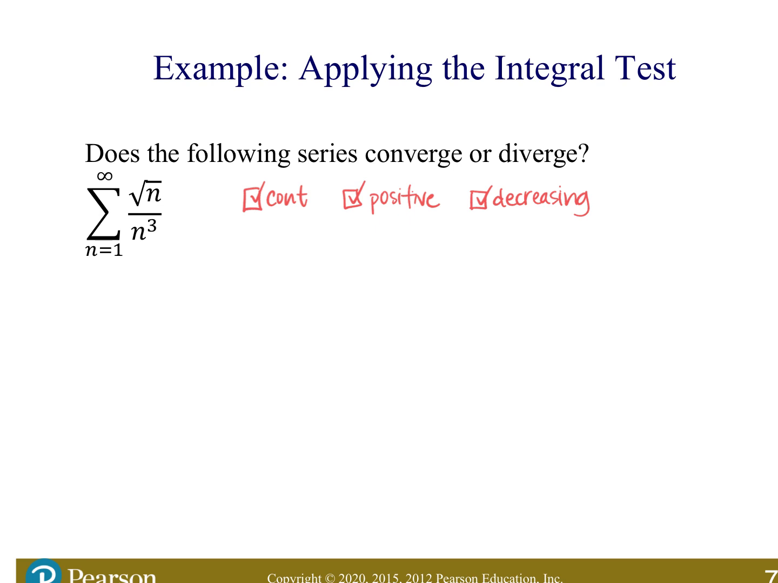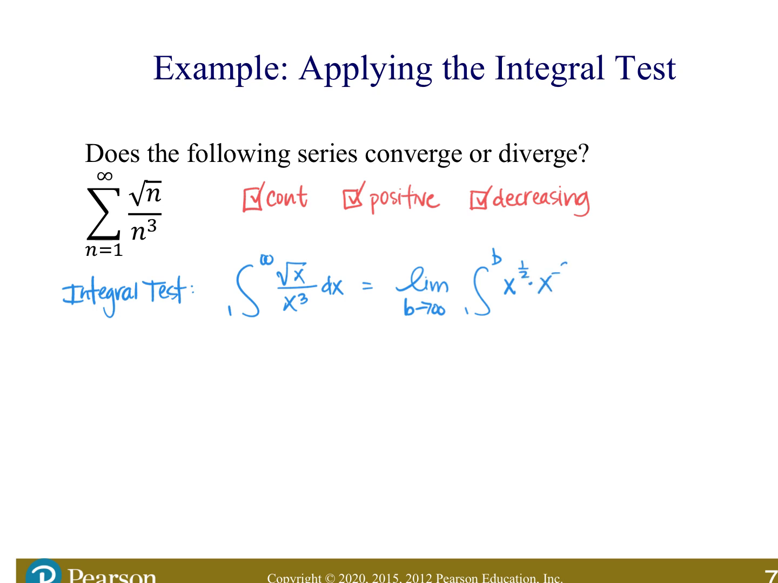So then we want to consider what the integral would do. We're going to apply the integral test. So I want the integral from 1 to infinity of rad x over x cubed dx. We're going to replace our upper bound again. But I also want to simplify, because x to the half over x cubed is the same thing as x to the half multiplied by x to the negative 3. So as I evaluate my integral, I want to simplify before I think about doing an antiderivative.